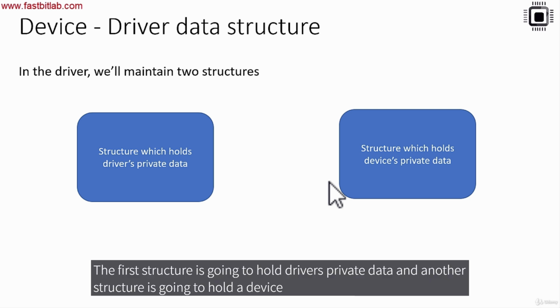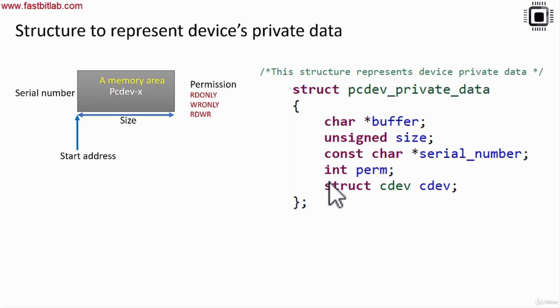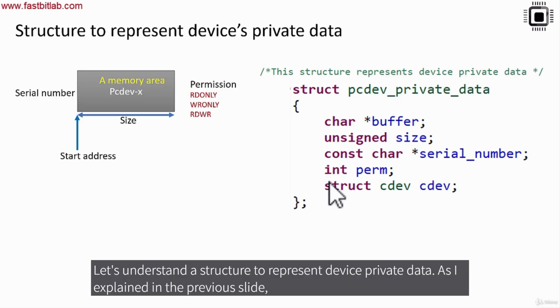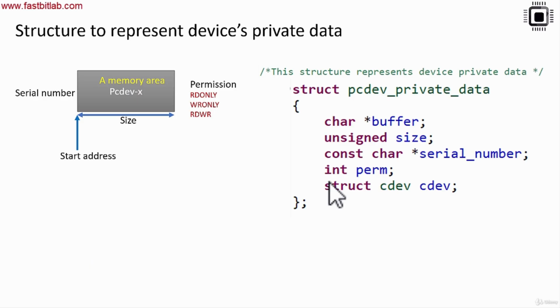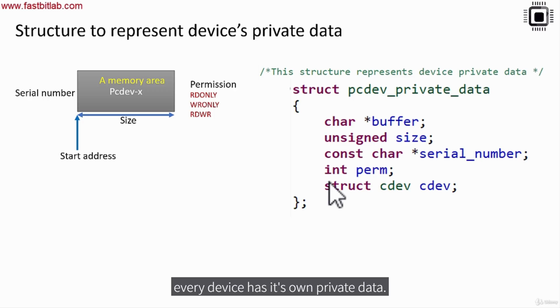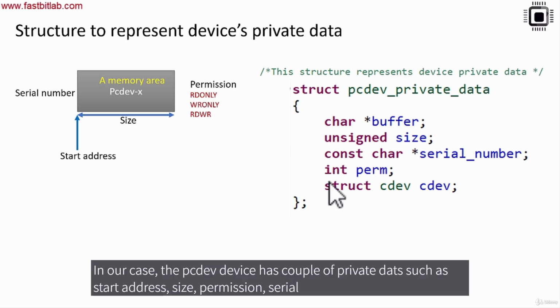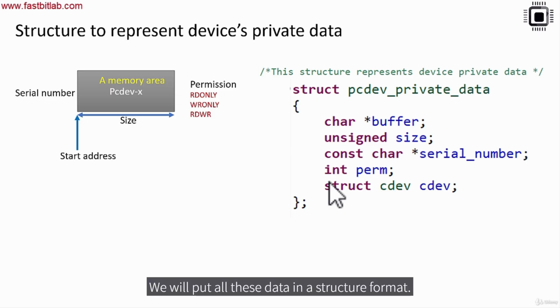What are those structures? The first structure is going to hold the driver's private data, and another structure is going to hold the device private data. Let's understand the structure to represent device private data. As I explained in the previous slide, every device has its own private data. In our case, the PCDEV device has a couple of private data such as start address, size, permission, serial number. We will put all this data in a structured format.